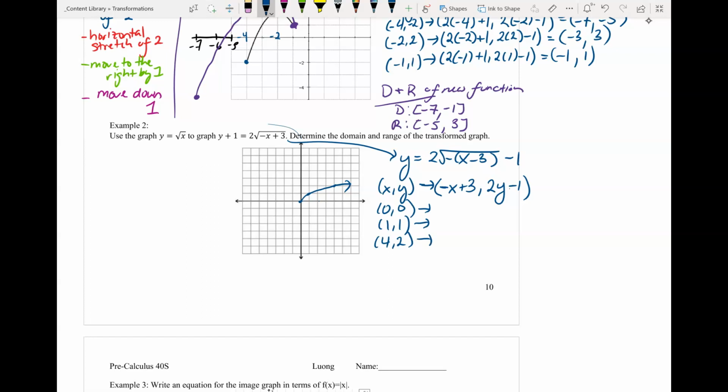Then we can apply the transformations on those points to find our points for the new graph. So we have 0 plus 3, which is 3, 2 times 0, which is 0, minus 1. That is your new starting point. So instead of 0, 0, you're going to start at 3, -1. Our next point is -1 plus 3, which is 2, and 2 times 1, which is 2, minus 1 is 1. Lastly, we have -4 plus 3, which is -1, and then 2 times 2 is 4, 4 minus 1 is 3. I'm going to graph these points.